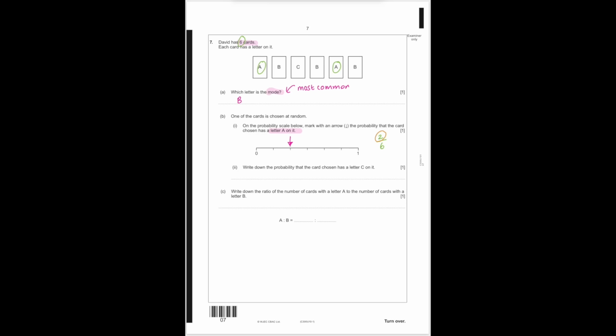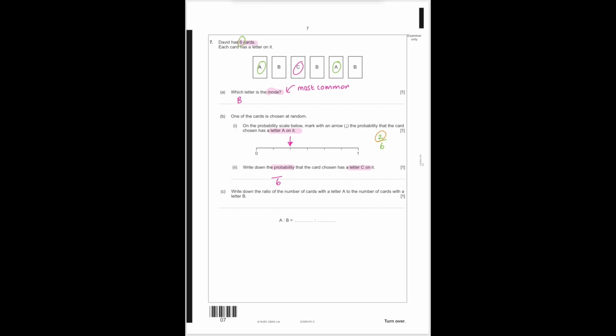Part 2, write down the probability that the card chosen has a letter C on it. Okay, so we want the probability. So remember, we've already said these probabilities are out of 6. How many cards have a C on them? Well, only 1 card has a C. So the probability that the card chosen has a letter C is 1 out of 6.